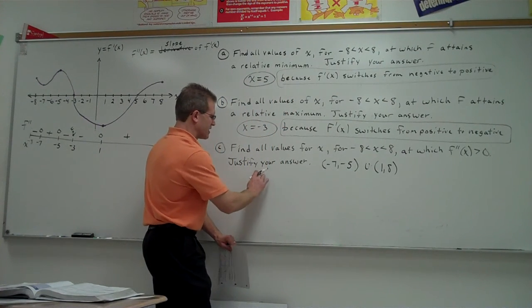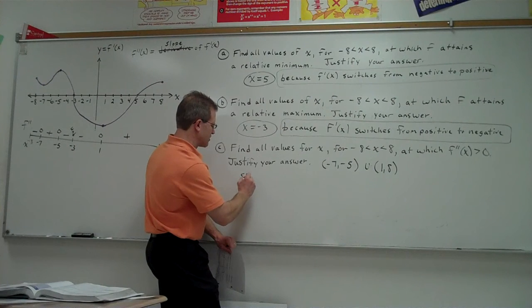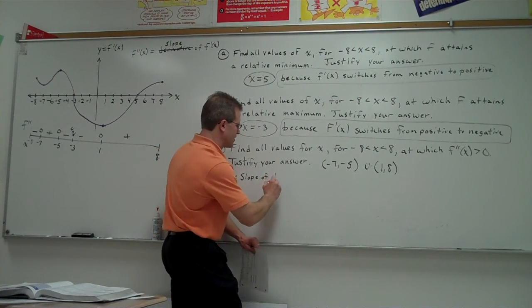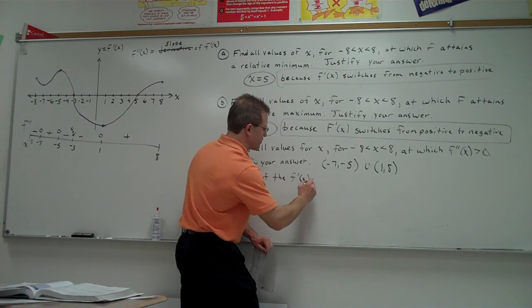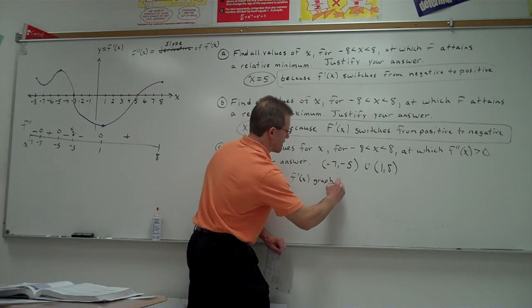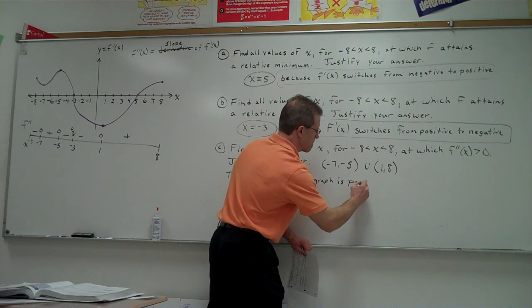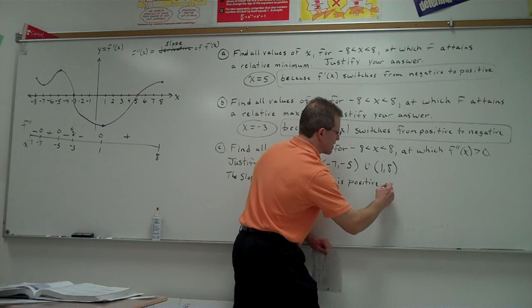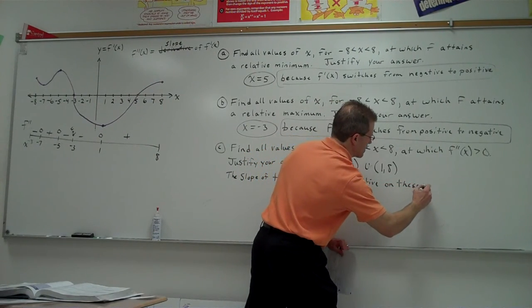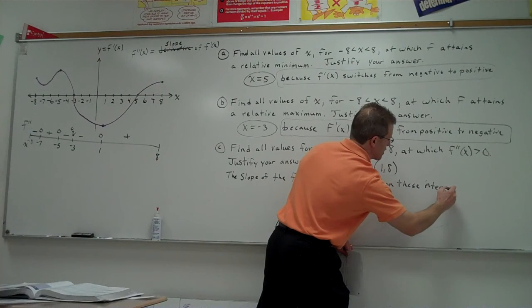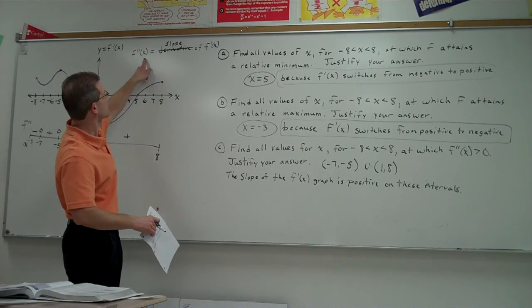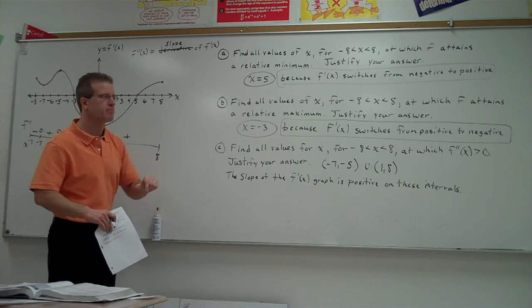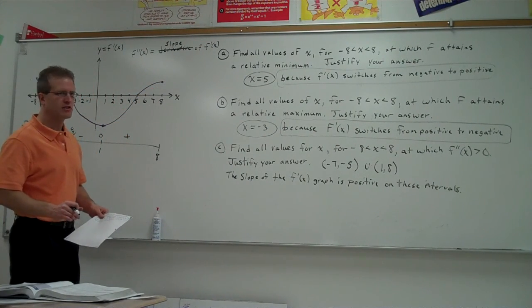Justification would be something like this. The slope of the f prime of x graph is positive on these intervals. It wouldn't hurt to show this too on the paper. F double prime of x equals the slope of f prime of x. Any questions about this problem?